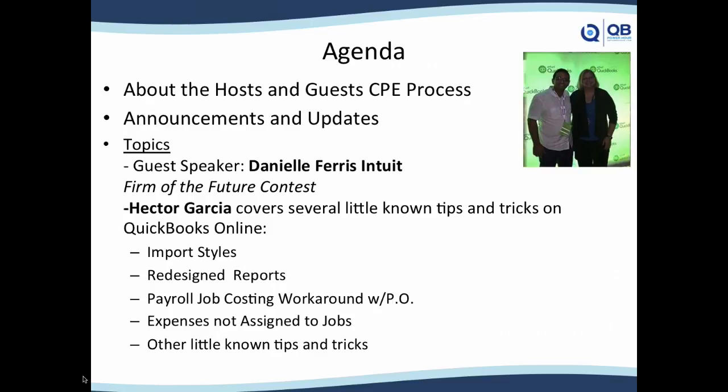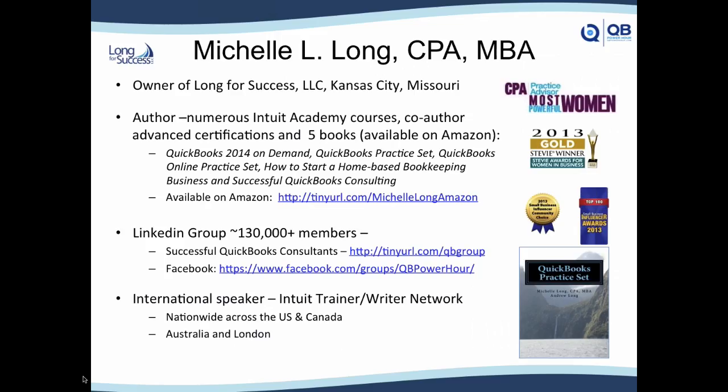So I'm going to talk about importing styles, redesign reports. We're going to talk about the payroll job costing workaround with purchase orders. That should be a popular one because a big deficiency of QuickBooks Online is not being able to do payroll job costing. We'll talk about creating a payroll and expenses not assigned to job report. That's actually a really neat trick, and a couple of other extras.